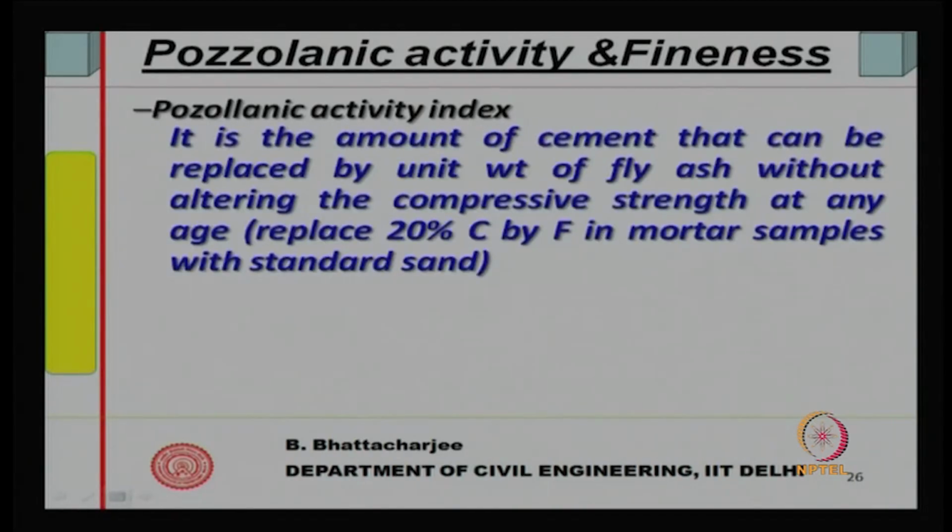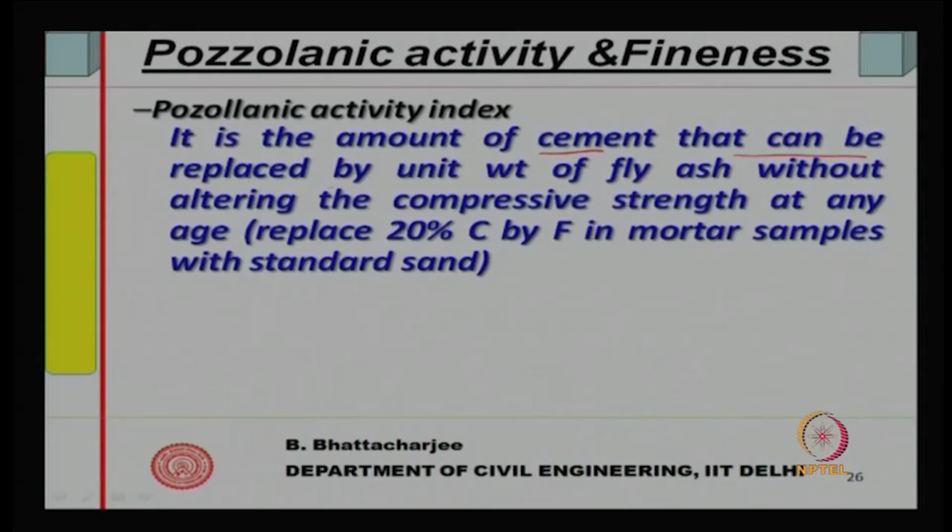Pozzolanic activity index is one of the indices. Like lime reactivity, it is in a way pozzolanic activity, because we test cubes and the strength is measured, and lime reactivity tells us about the strength potential of the pozzolana if you mix it with lime. So that is in a way an indicator of pozzolanic activity, but the pozzolanic activity index is defined in a specific manner.